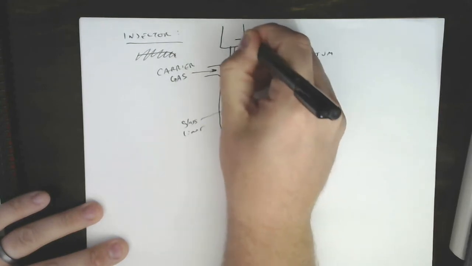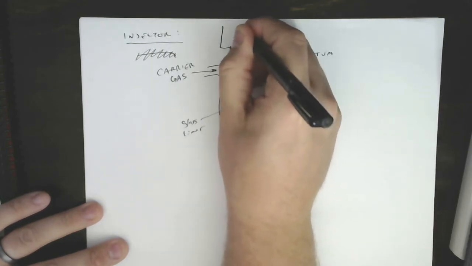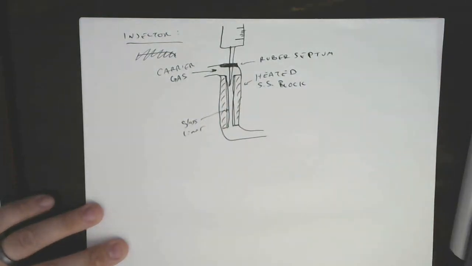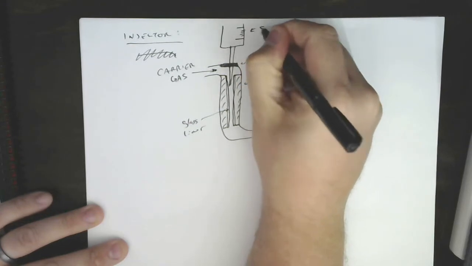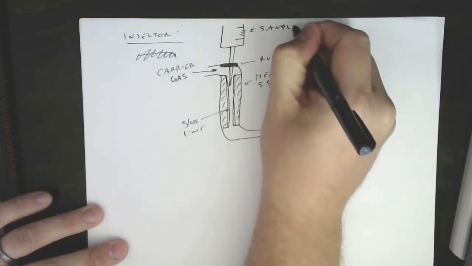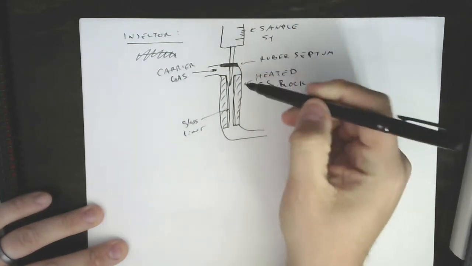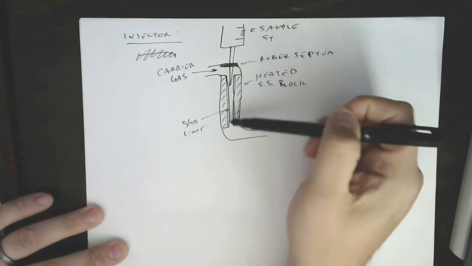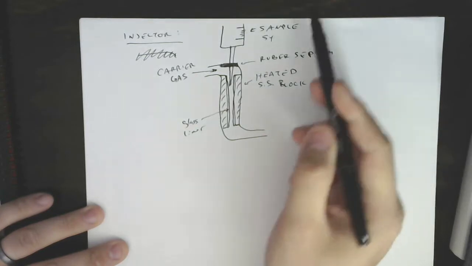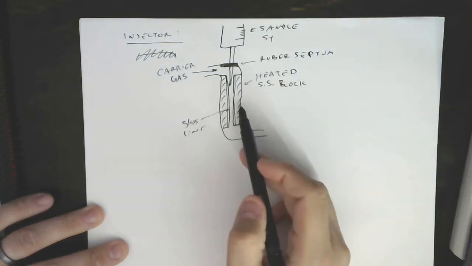Let's give it some gradations so that we know that that's what it is. Okay, so that syringe, let's call that our sample syringe, can be stabbed, for lack of a better word, through that rubber septum and enters this sealed compartment here where carrier gas is running over it. Heated stainless steel block.